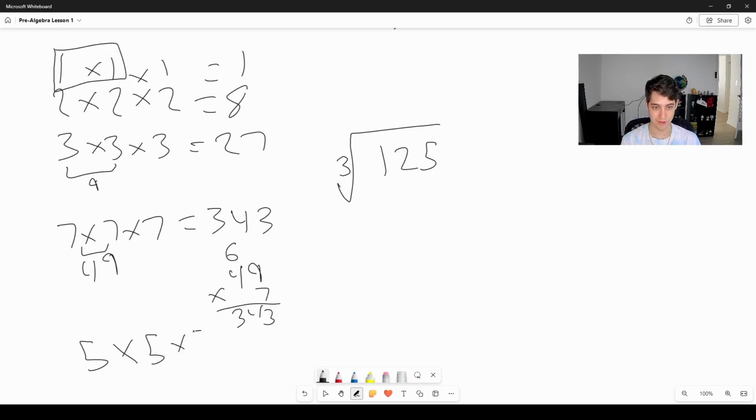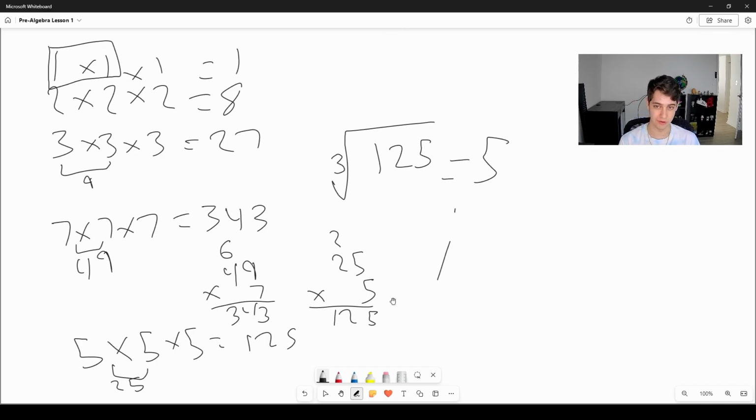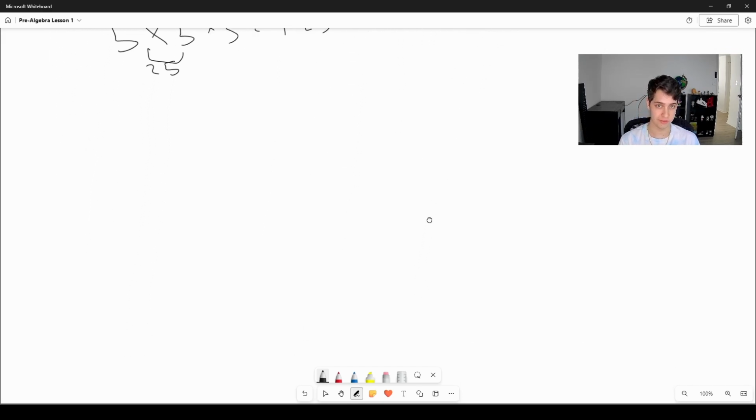5 times 5 times 5. 5 times 5 is 25. And if we then do 25 times 5, 5 times 5 is 25, we just talked about that. 5 times 10 is 10, plus 2 is 12. So that's 125. So the cube root of 125 is 5. These ones, again, are more annoying because the numbers get bigger a lot faster, but it's mostly the exact same concepts as square roots. So like I was saying, let's do an example here.